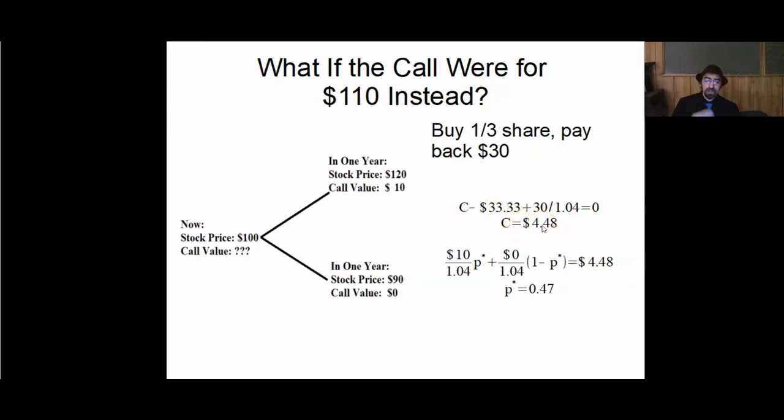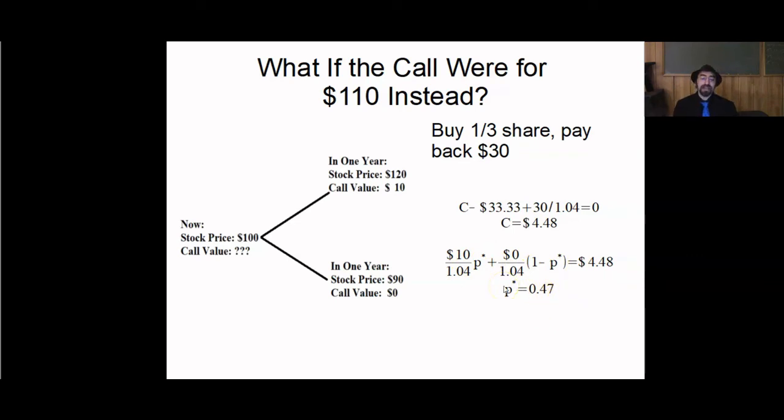The call value is going to increase because the individual call values, well, so if the stock price goes up, it increases. If it goes down, it's still zero. But obviously, if there's a possibility of it being worth more and no possibility of it being worth less, then the current value should be greater. And you can crunch those numbers together. If you were to solve for the risk-neutral probability, you'll get that same value of 47%.